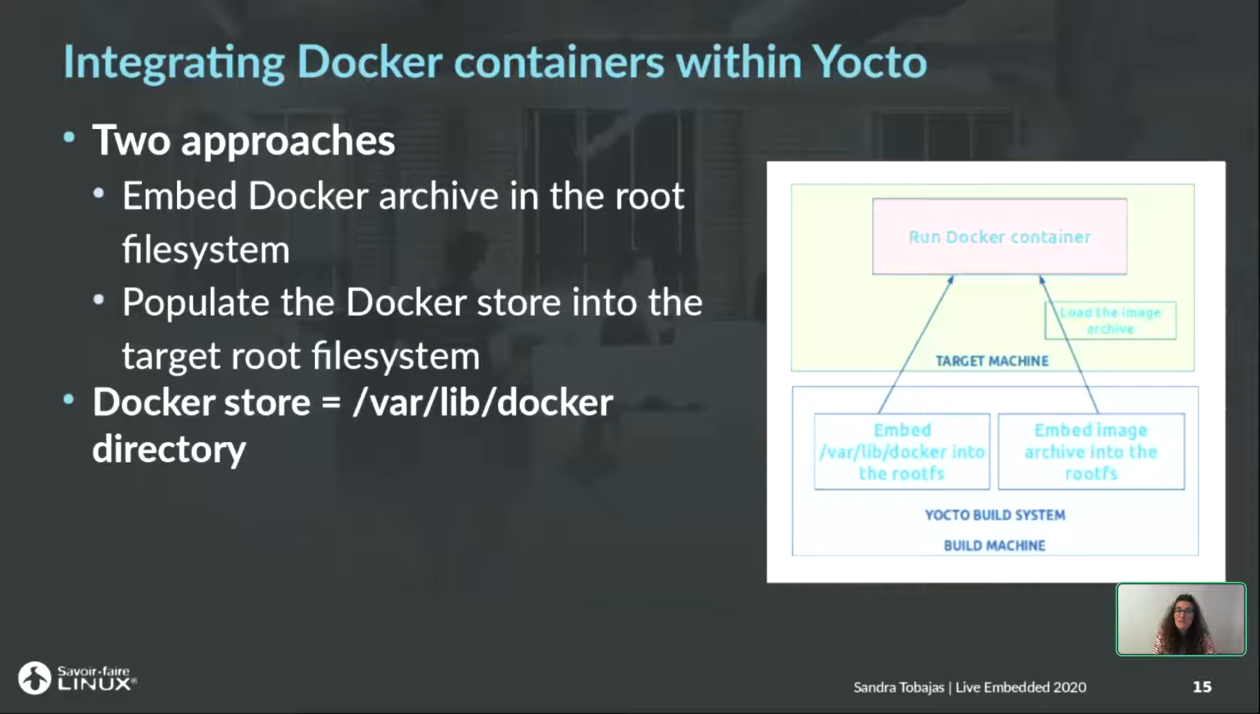Two approaches stood out from our brainstorming. The first is to embed a Docker archive in the root file system, and the other is to populate the Docker store into the target file system. To be precise, I will call the Docker store the varlib Docker directory. The Docker store contains information such as data from container layers, volumes, builds, networks, and clusters.